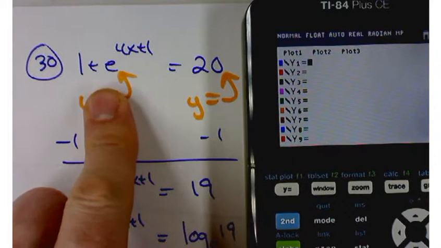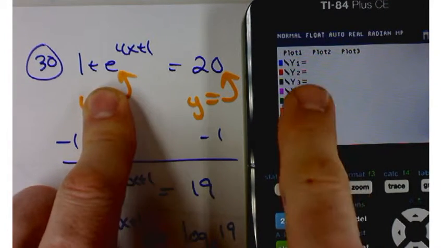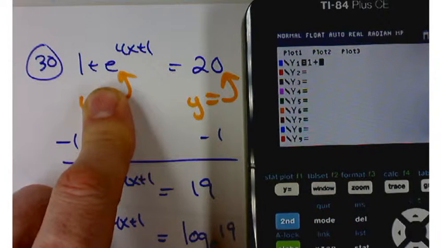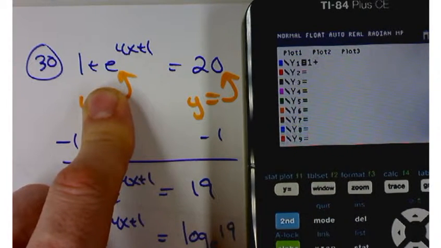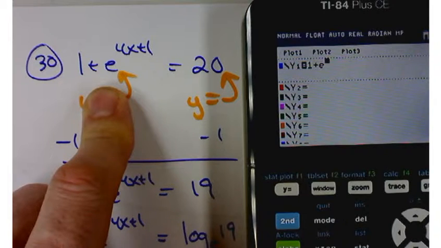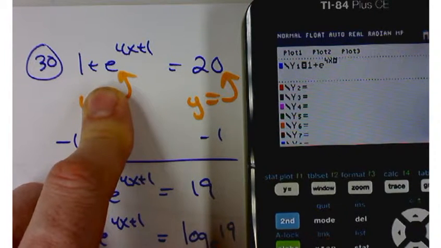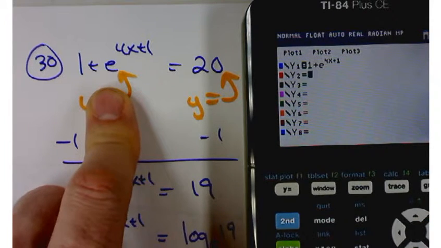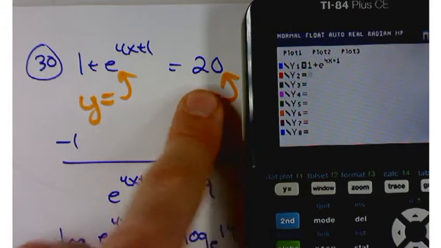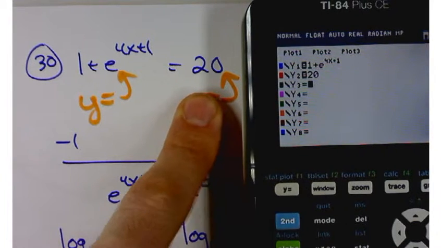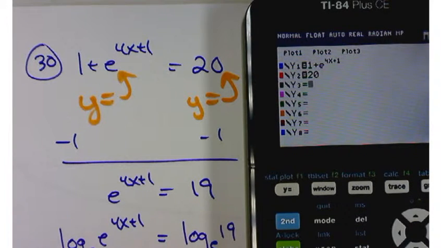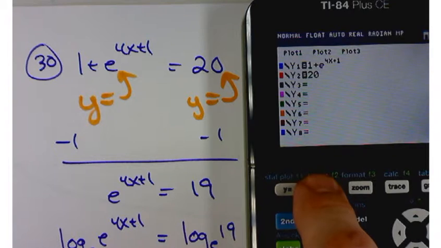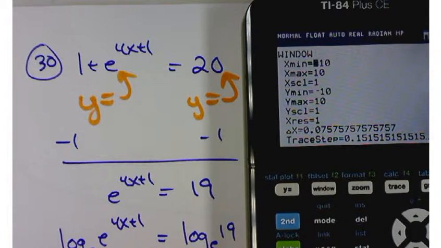Let's type in this equation for y1. So I'll put 1 plus second ln, which gives me my e, to the 4x plus 1. So that's going to be one equation for y. And the second one is going to be y equals 20. And that's good. Before I graph this, I need to set up my window.